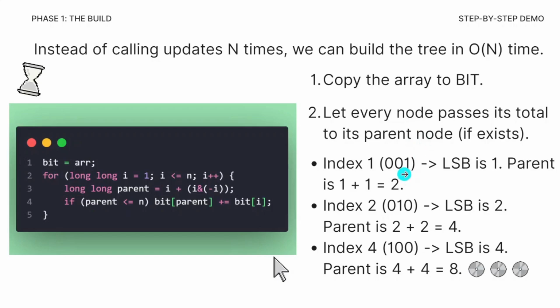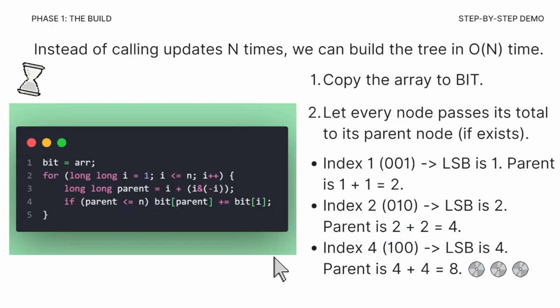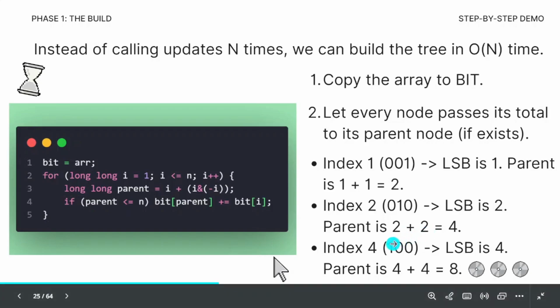For example, with index 1, its LSB is 1, so its parent will be 1 plus 1, which is 2. With index 2, which is 010, its LSB is 2, so we find a parent which is 2 plus 2, which is 4. We update 4. And also, with index 4, which is 100 in binary, we can see that its LSB is 4. So its parent is 4 plus 4, which is 8.